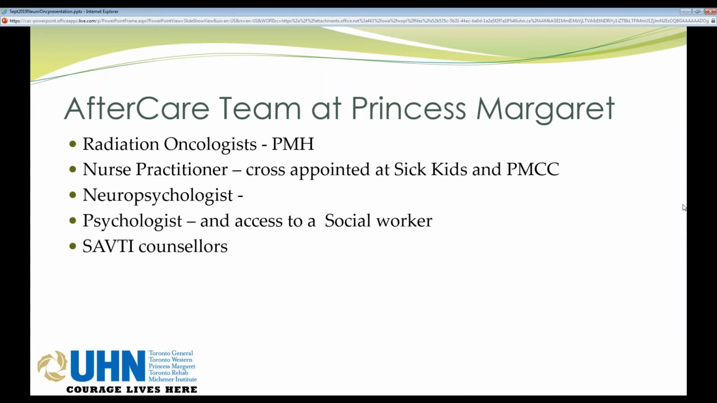So specifically at Princess Margaret, the team is made up of radiation oncologists. There's also neuropsychology, and not every center has neuropsychology. They're the experts at assessing learning and processing. Often patients with or without radiation, with treatment, can have a big impact on how they're able to learn and process. To get neuropsychology testing performed in the community, it costs about $3,500.